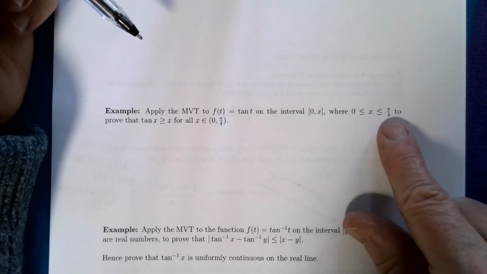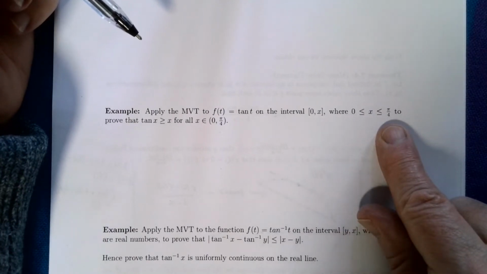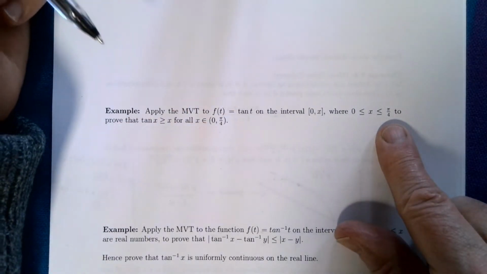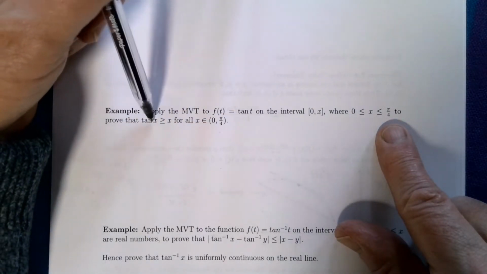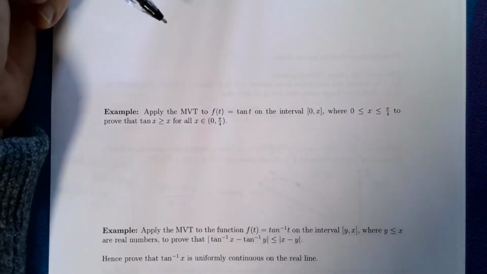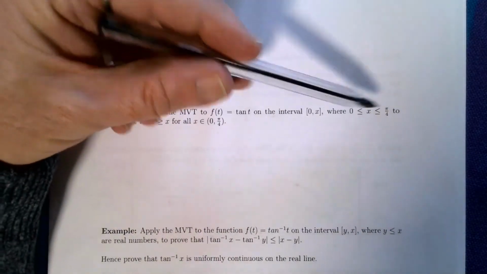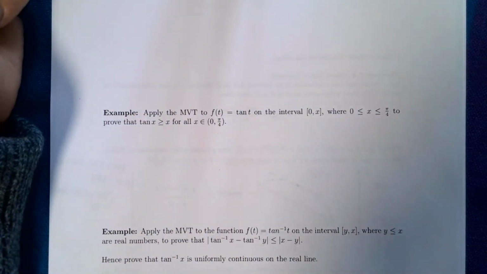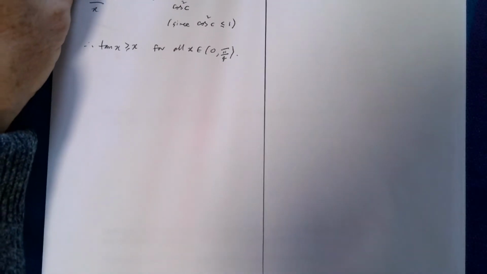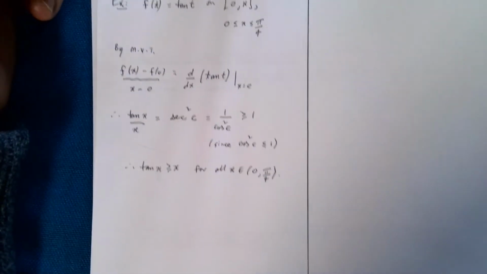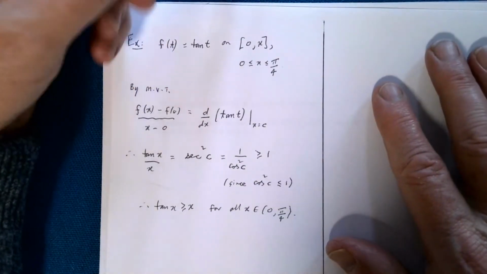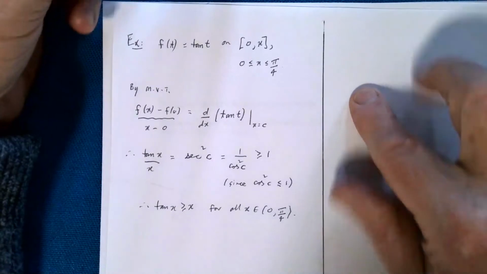I've had to be a bit careful here because tan blows up at pi on 2, and so I didn't want to worry about infinite discontinuities and things. So I've just stopped x at pi on 4, but in fact this turns out to be true for all x, but in this example, to avoid difficulties, I'm just going to make x between 0 and pi on 4. So here is the solution of this. So f of t is tan t, and on the interval 0 x between in there.